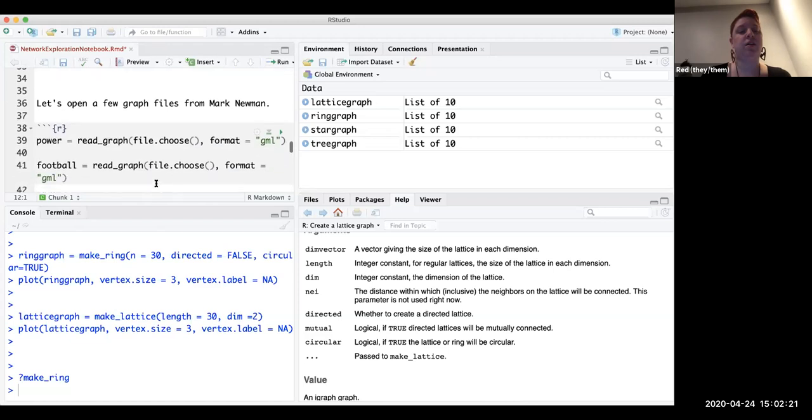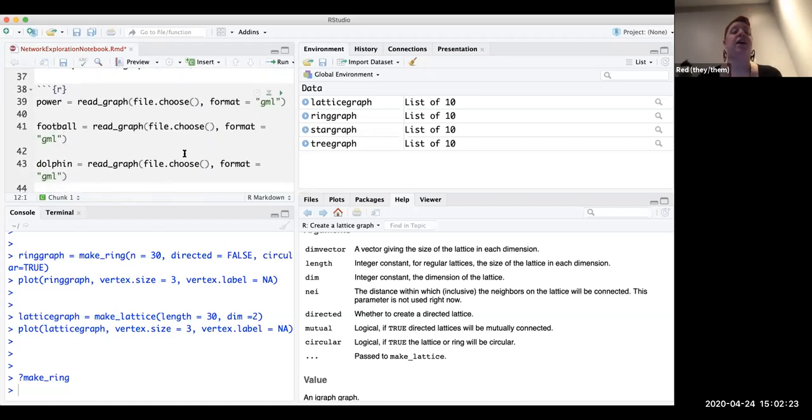Okay. Now remember I said I had three different graphs that I downloaded from Mark Newman's website. They're all in GML file formats.